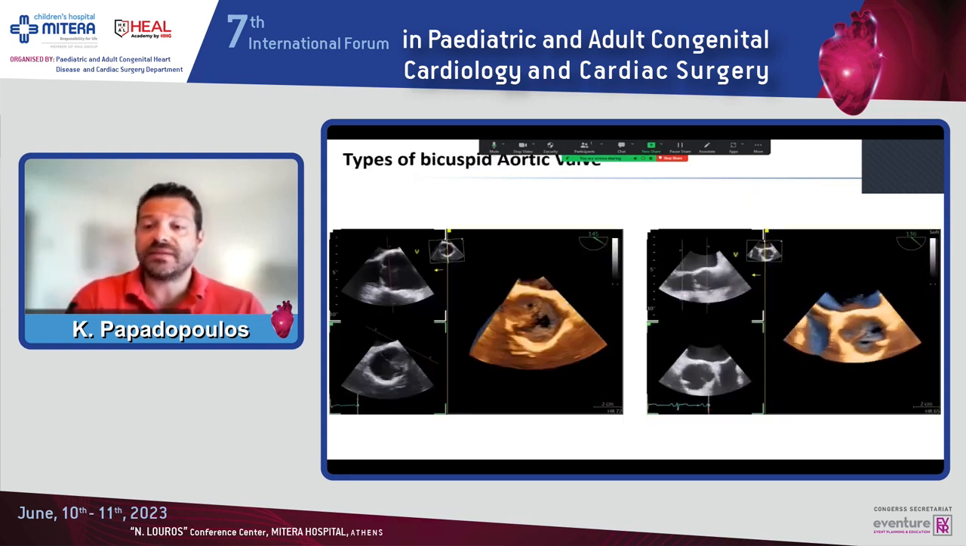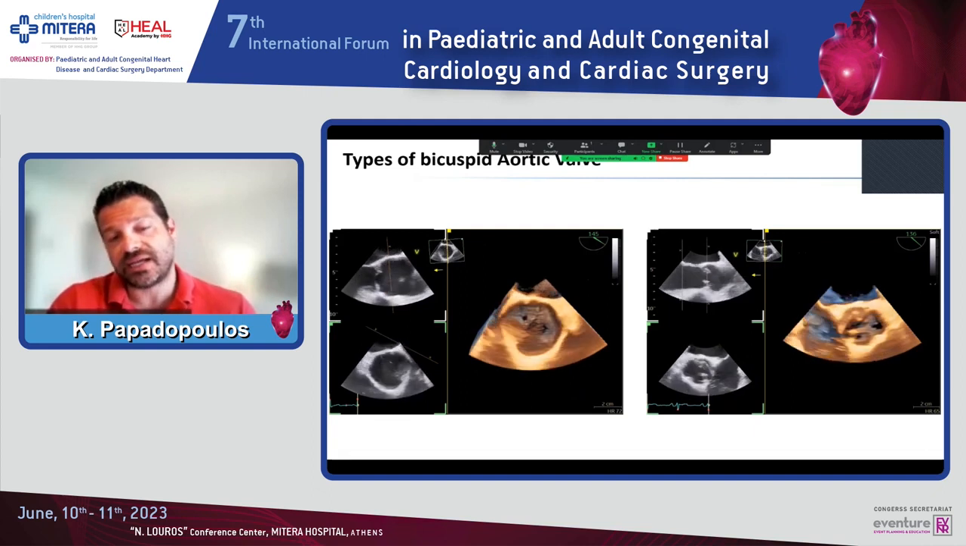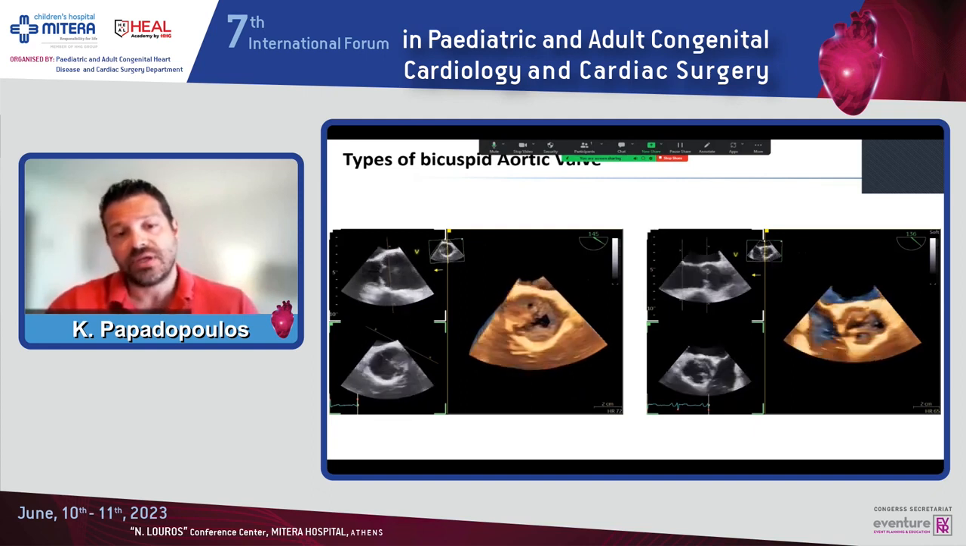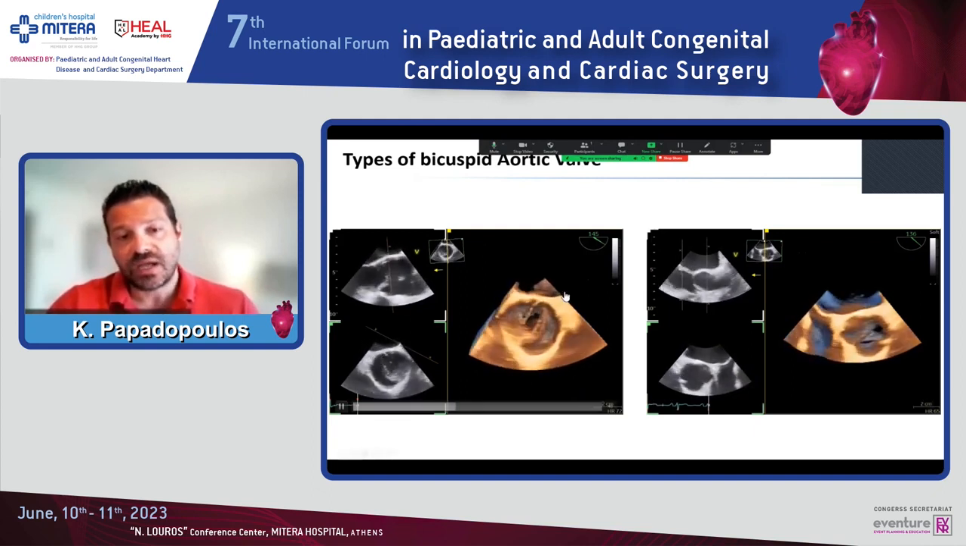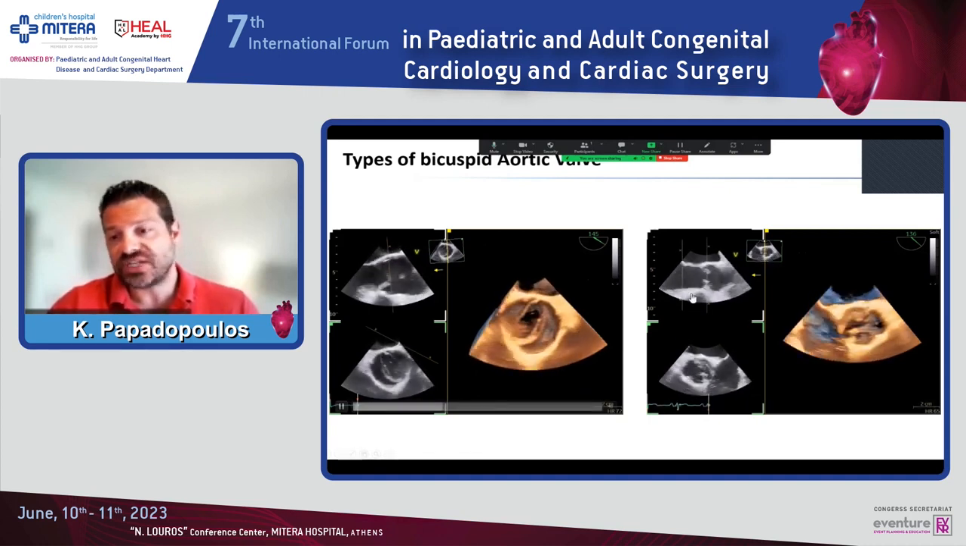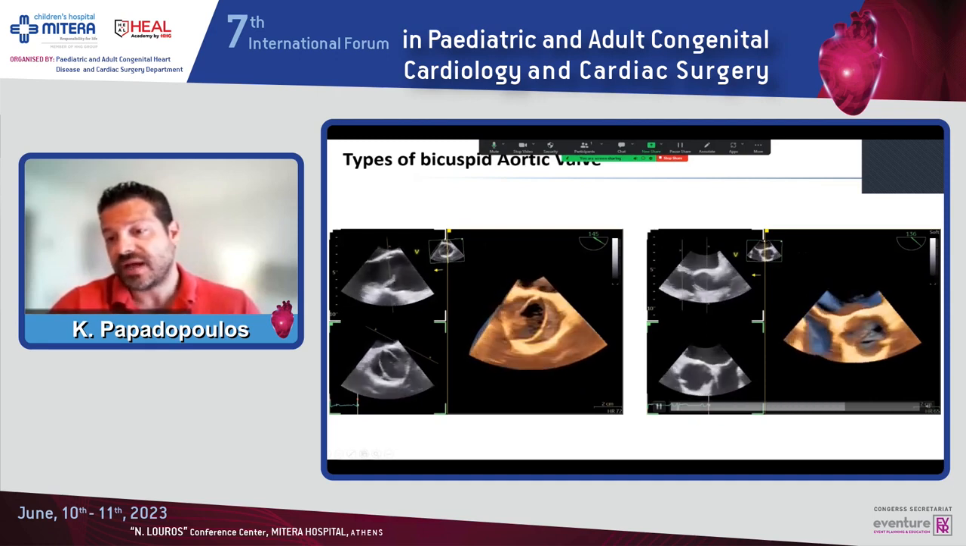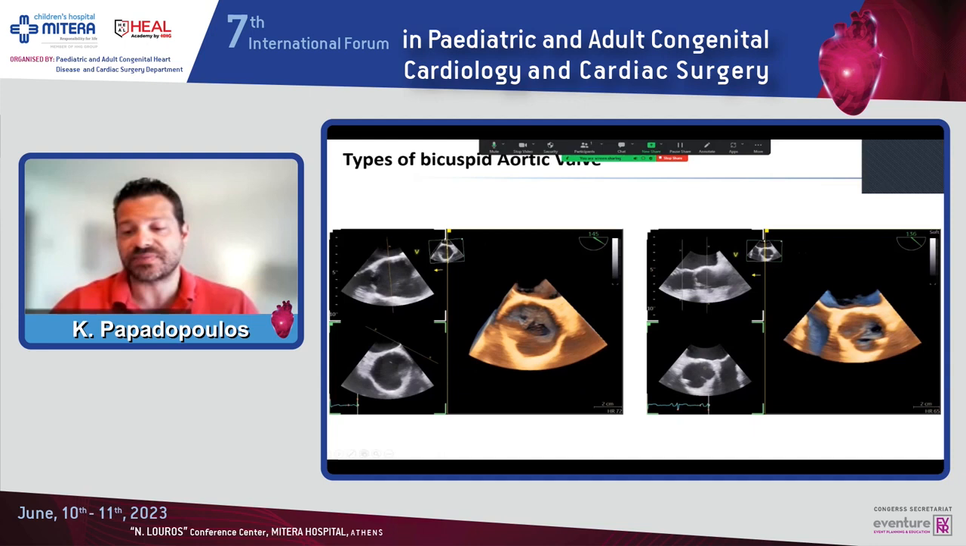Bicuspid valve is considered to be the most common congenital disease in the world. Here you can see two different patients, one with a true bicuspid valve with 3D demonstration, and one patient with three cusps, but with a raphe between the right and the left coronary cusp.